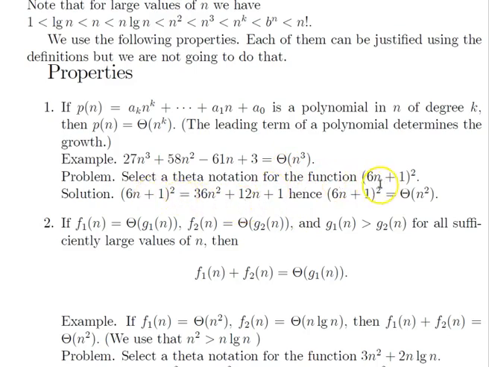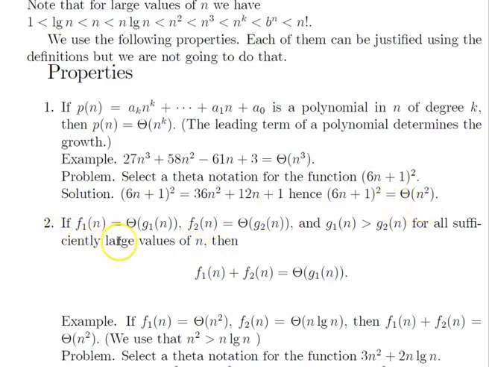What is the theta notation for 6n plus 1 squared? We can multiply out, then we have a polynomial of degree 2, so it has theta notation, theta n squared.